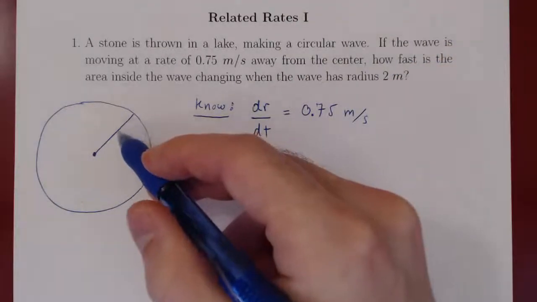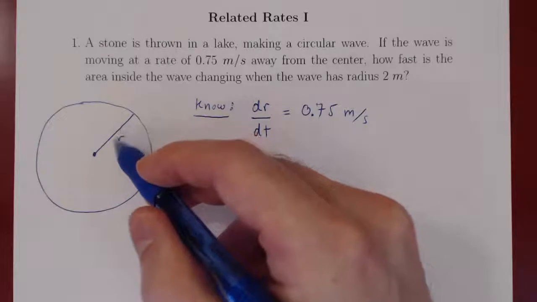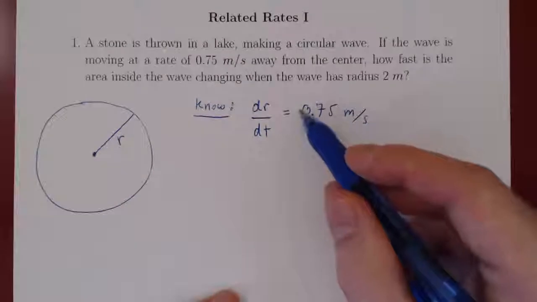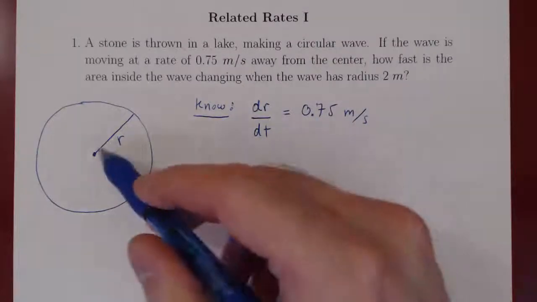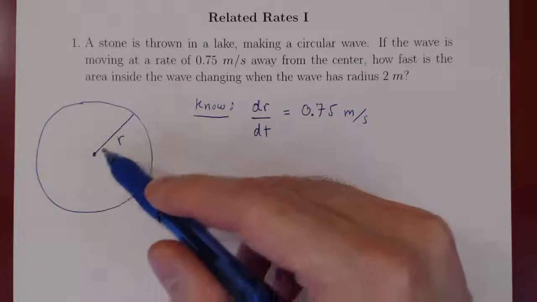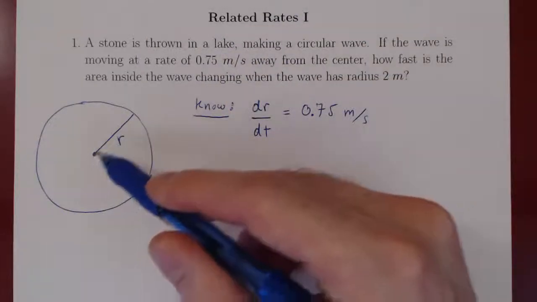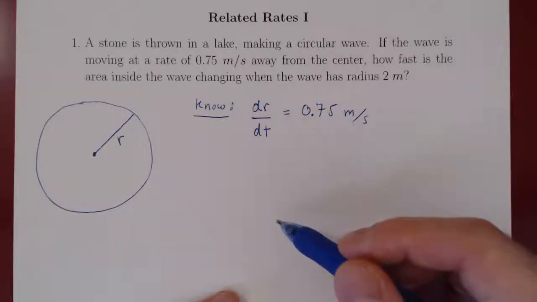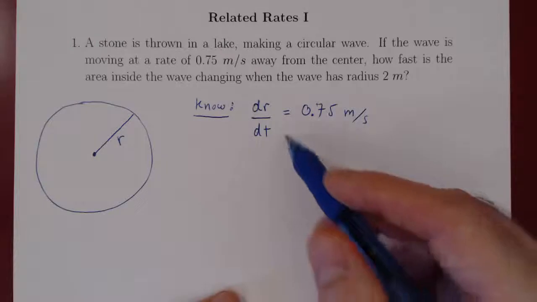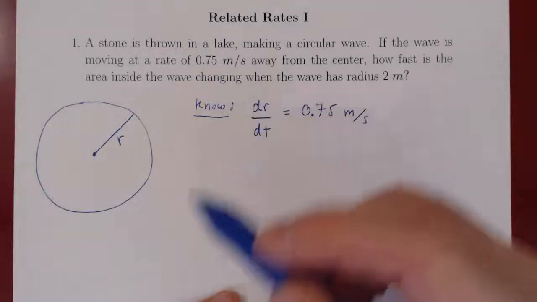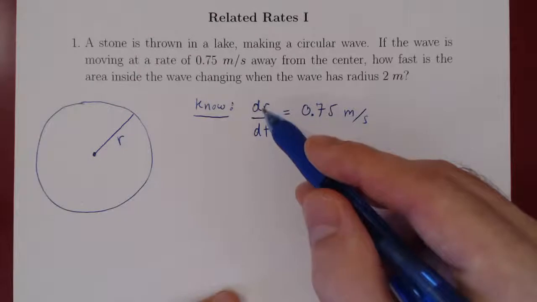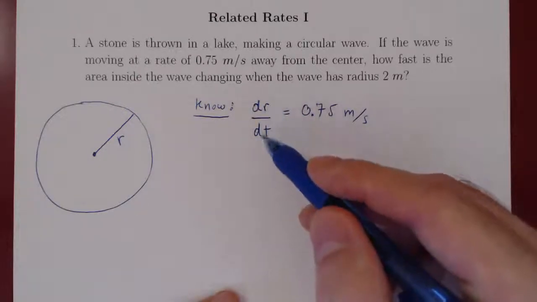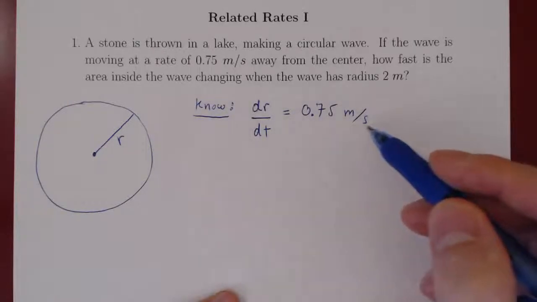If over time the radius was decreasing, getting shorter, then the function r as a function of t would be decreasing, and we would have a negative rate of change. But because the wave keeps getting bigger and bigger, the radius is increasing, therefore it has a positive slope, a positive rate of change. And this is all we know. This is the only rate of change that we're told: the rate of change of the radius is 0.75 meters per second.